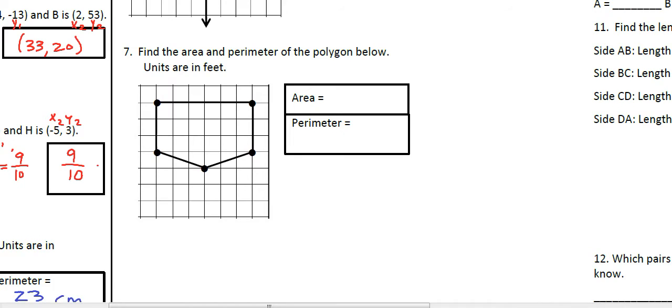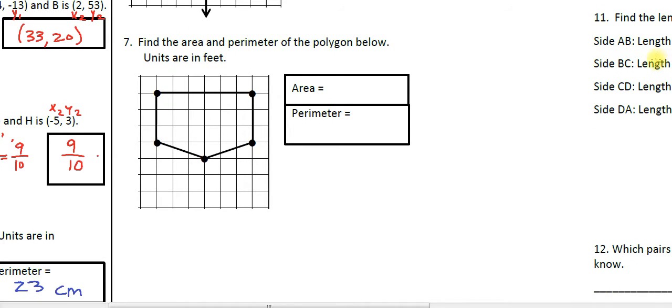Number 7, find the area and perimeter of the polygon below. Units are in feet, so I know my area is going to be in feet squared, and my perimeter is just going to be in feet. Now I'm going to do perimeter first. Perimeter is the measure of all the sides around the shape. So vertical and horizontal, all we have to do is count. Here is horizontal side, 1, 2, 3, 4, 5, 6. I've got a vertical side of 3. I've got a vertical side here of 3.